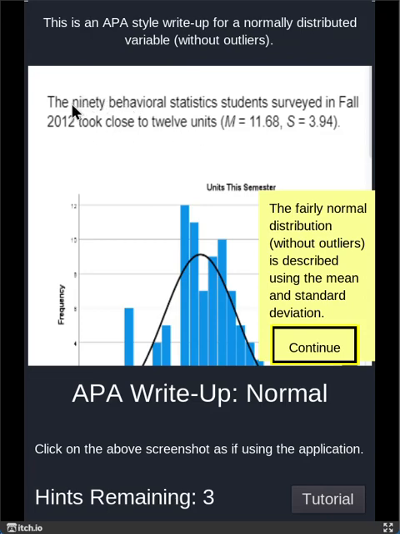Okay, and then notice how the write-up was: the 90 behavioral statistics students surveyed in fall 2012, and we say it took close to 12 units, right? So that conveys the general picture, and then now we have the more fine detail. Actually, the mean was 11.68, and we convey the amount of variability. Standard deviation was 3.94. The period goes at the very end.